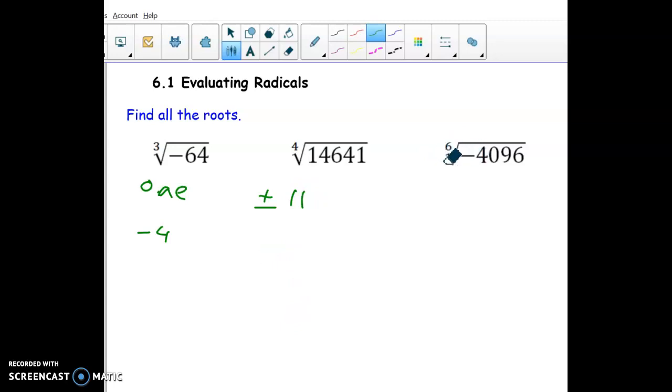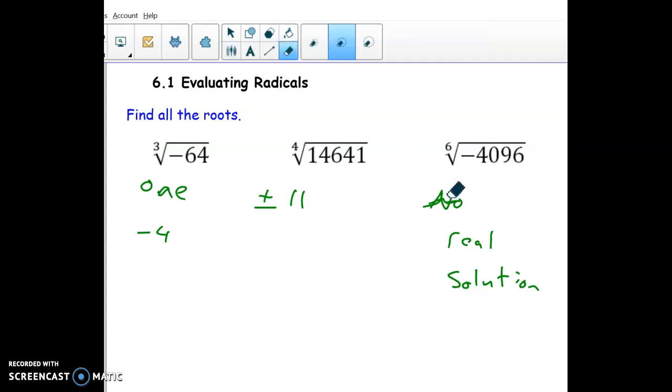Last one is negative and even, so this one has no real solutions. So that should say no real solutions.